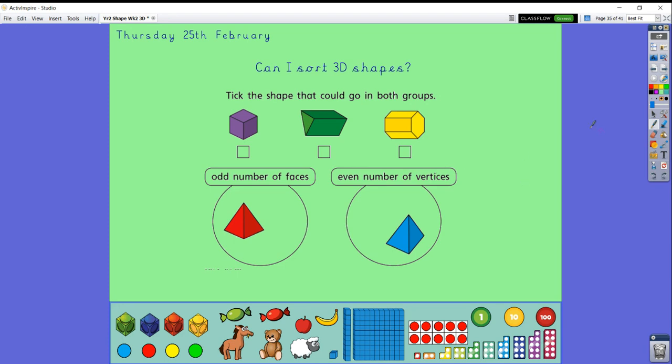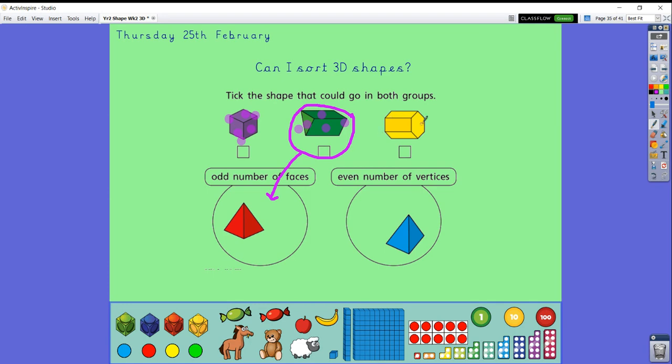So let's think about counting our faces to start off with. See if we can remember. Remember, odd doesn't have partners. So we've got 1, 2 on the bottom, 3, 4, 5, and 1 right at the back here. We've got 6 faces. That is an even number, so it's not that shape. 1, 2, 3, 4, and 1 round the back makes 5. This one has 5 faces, so I'm just going to draw a circle around it because it has 5 faces, so it can go in the box.